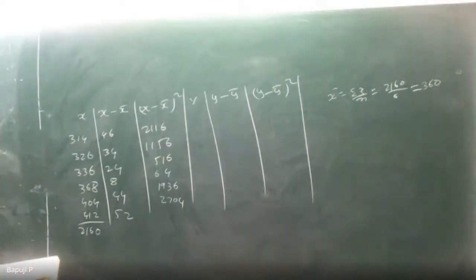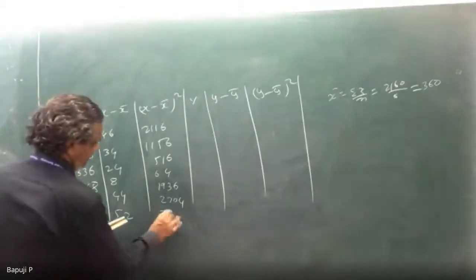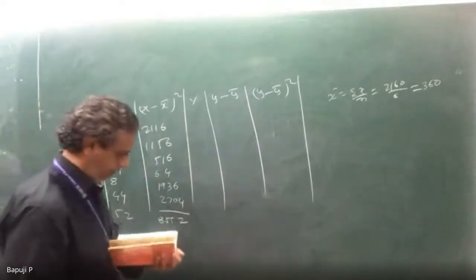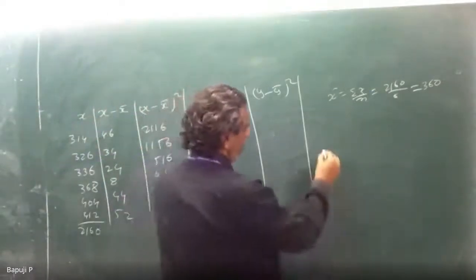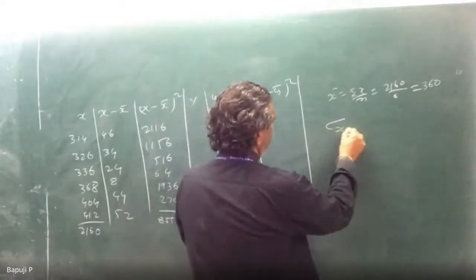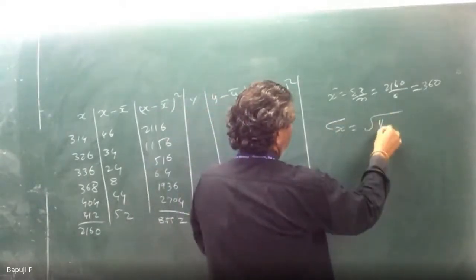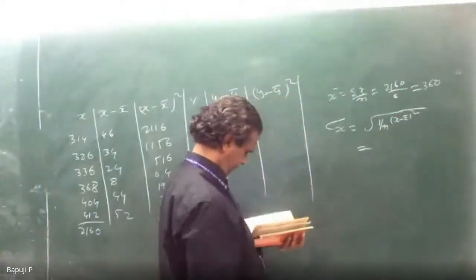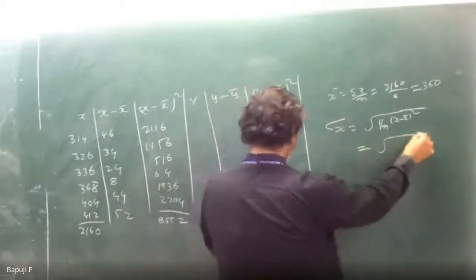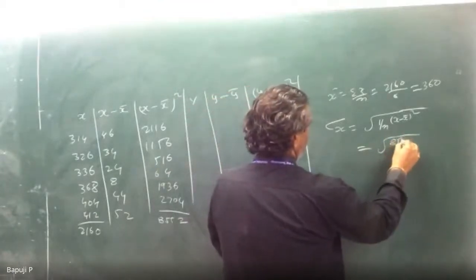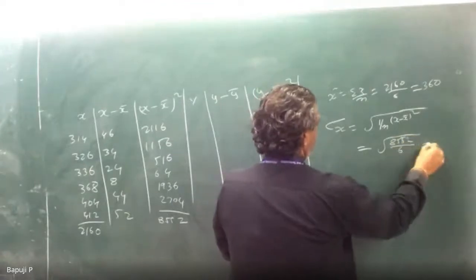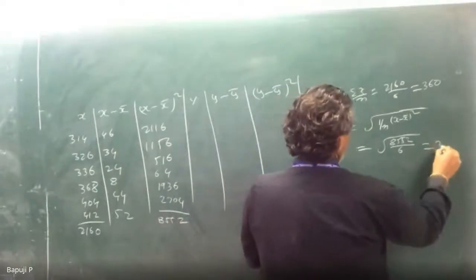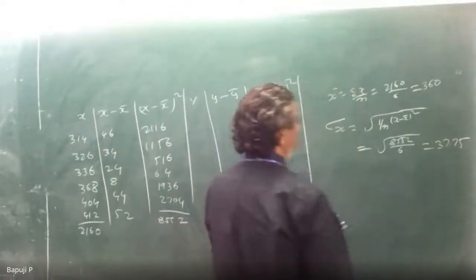What is x minus x bar whole square? This time, while copying, check whether it is correct or not. Then sigma x is root of 1 by n sigma (x minus x bar) whole square, which is root of 8552 by 6, equal to 37.7.